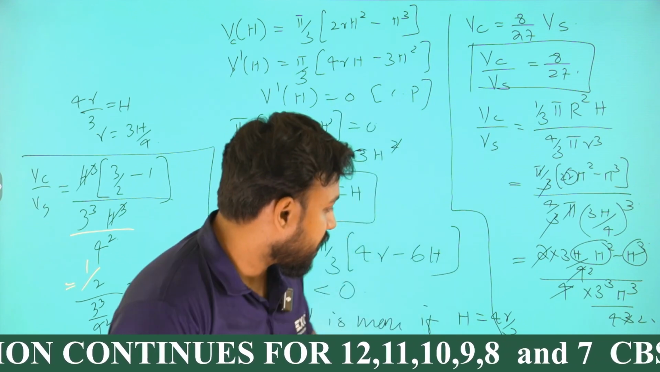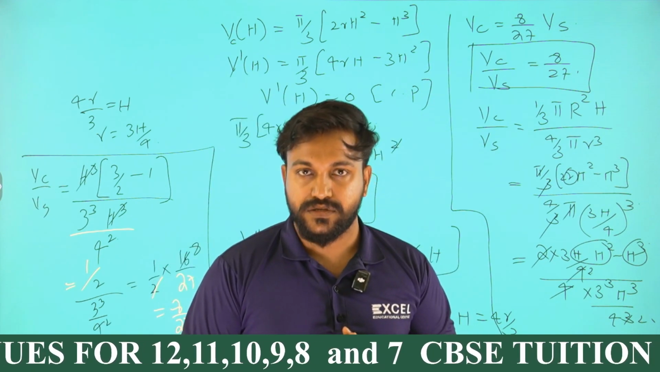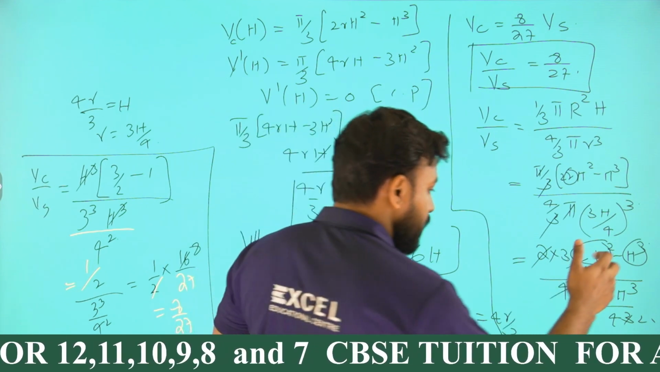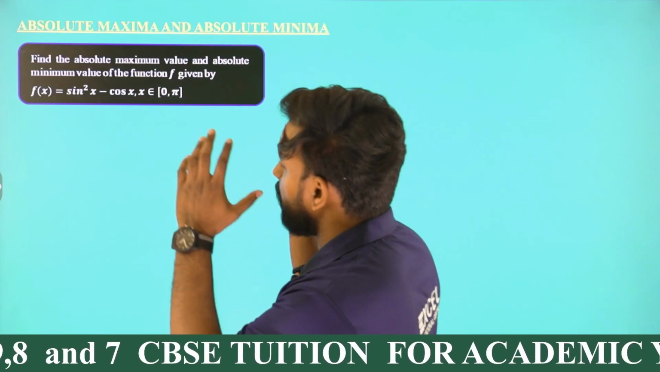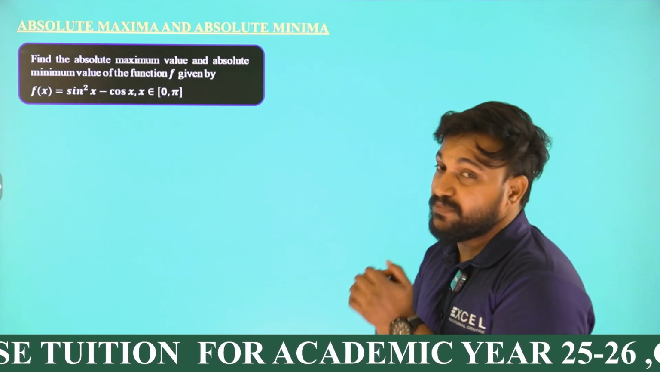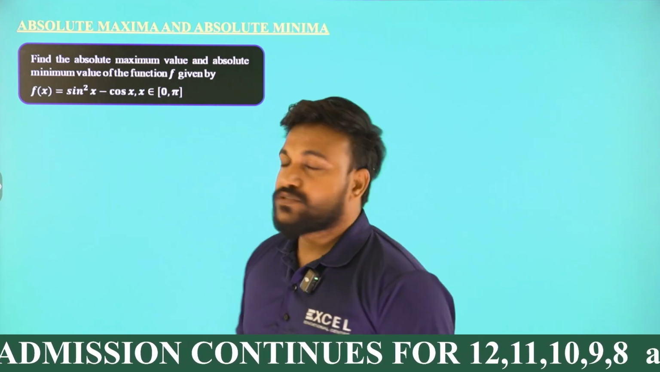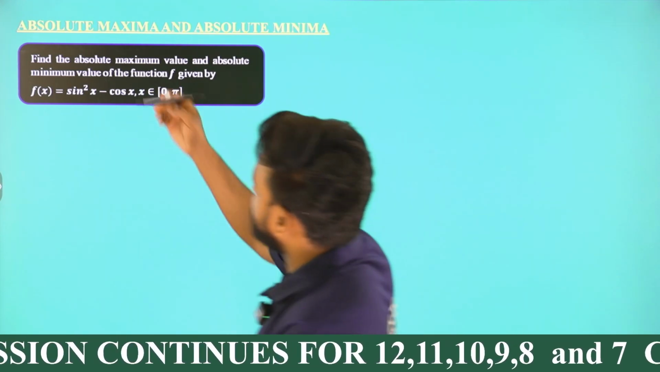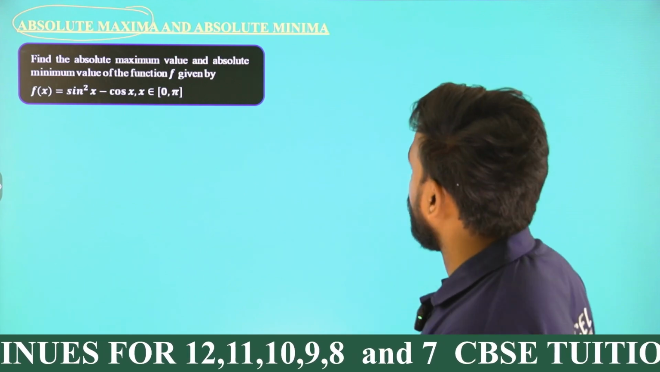So this is the last part of this question, and we are moving to the next part, absolute maxima and absolute minima. That is the last part of this chapter. So what is the difference between absolute maxima, absolute minima, and local maxima and local minima?